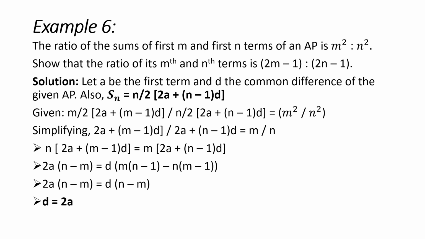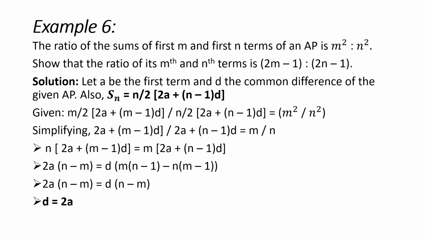Now when we simplify this, from the left hand side the 2 gets cancelled. We have m upon n and here m square upon n square. So one of the m upon n will get cancelled. So now what we have is 2a plus m minus 1 into d upon 2a plus n minus 1 into d is equal to m upon n.